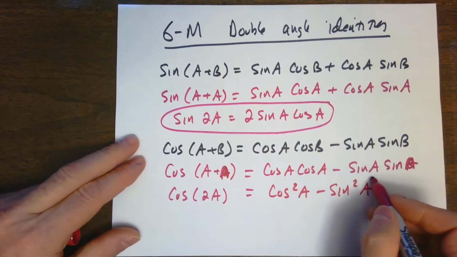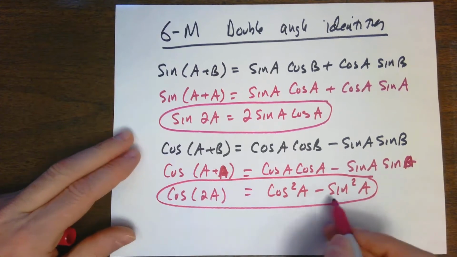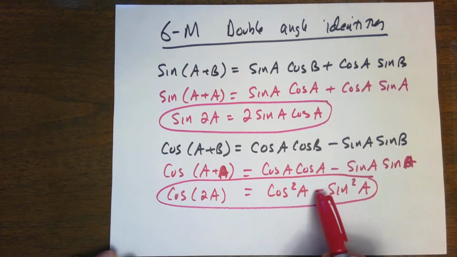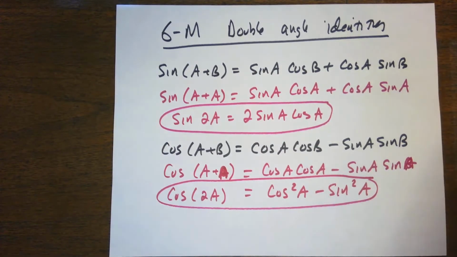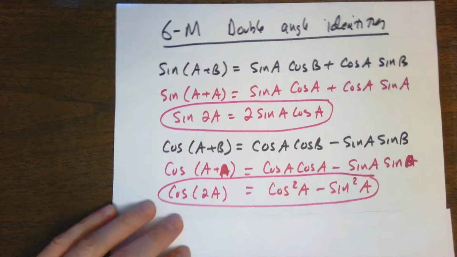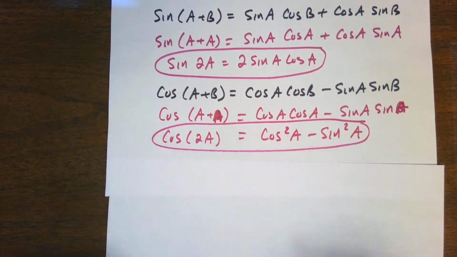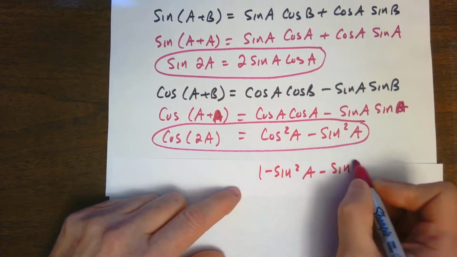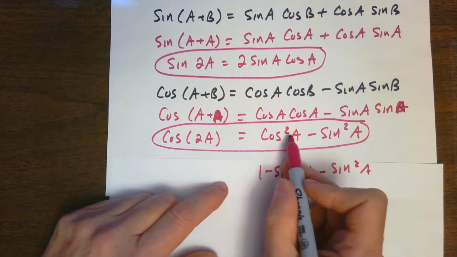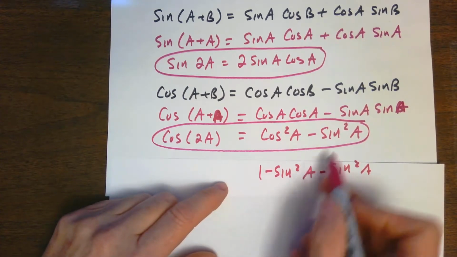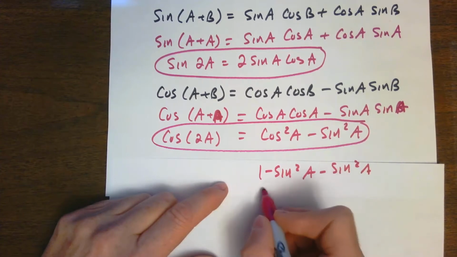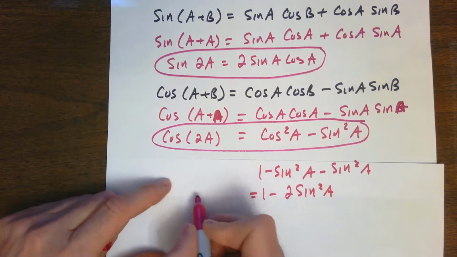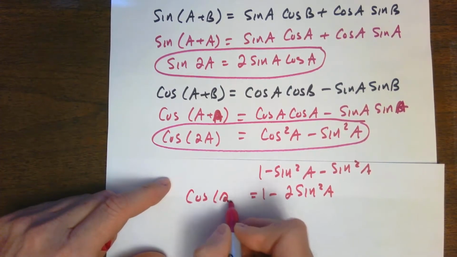Oh, now look at that. Is that an identity over there? Can I simplify that? Does that equal 1? No. If it was sine squared plus cosine squared, it would equal 1. But I can do some things with this. For example, where I've got cosine squared, I know that's the same thing as 1 minus sine squared. So I'm taking cosine squared and substituting in 1 minus sine squared. And then I have this minus sine squared. Combining like terms, I get 1 minus 2 sine squared A. And I have another identity for the double angle.